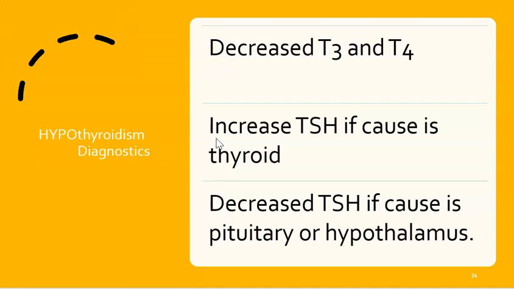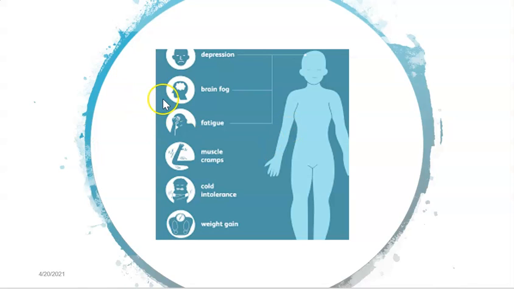Hypothyroidism is the opposite of hyper, so everything's down. So you're going to have decreased T3 and T4. You're going to have an increase of TSH if the cause is actually the thyroid, and a decrease in TSH if the cause is the pituitary or the hypothalamus. So with these patients, they're going to do T3 and T4 and the TSH to determine what the cause is. So again, opposite of hyperthyroidism, everything is down.